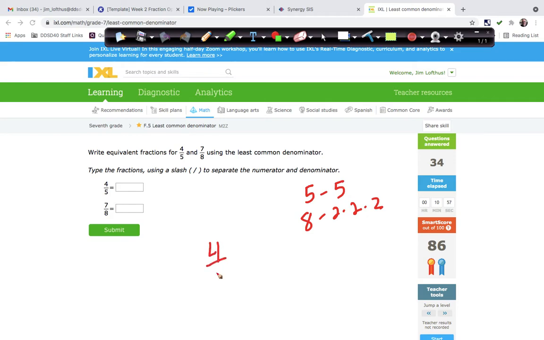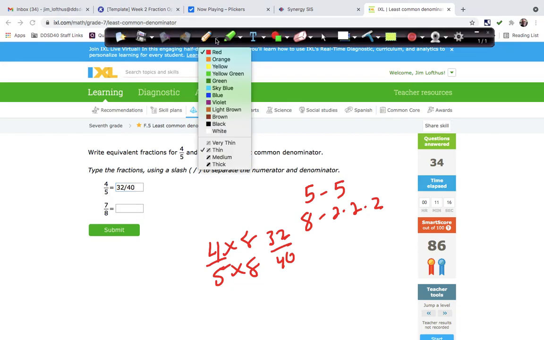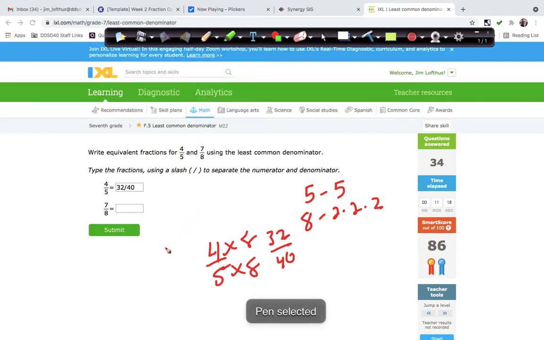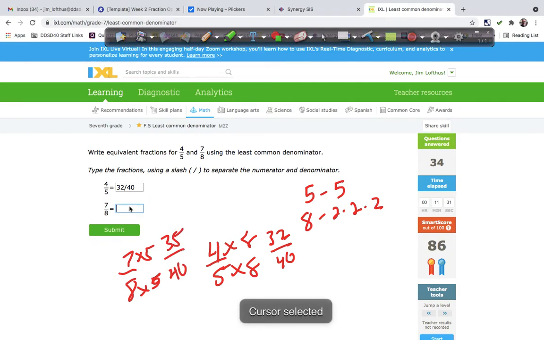So, 4/5 is 32/40. So we can type that in. 4/5, multiply everything times 8, we get 32/40. 7/8 times 5, we multiply that times 5 is 35/40. See how we did here? 35/40.